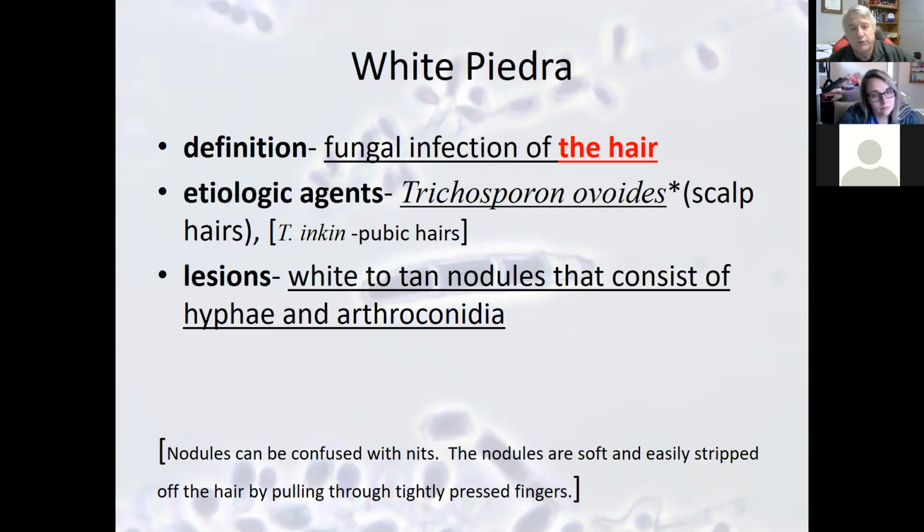The etiological agent here is Trichosporon ovoides. Scalp hairs, if it's scalp; if it's pubic hair, it's inguinale, Trichosporon again there. So depending on where it is found. White to tan nodules consist of hypha and arthroconidia.